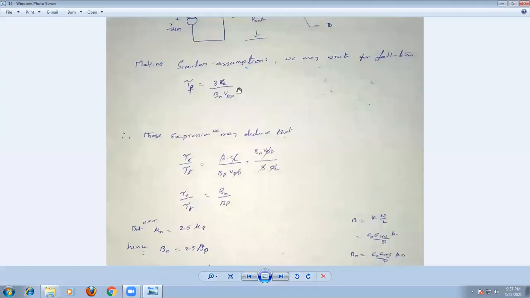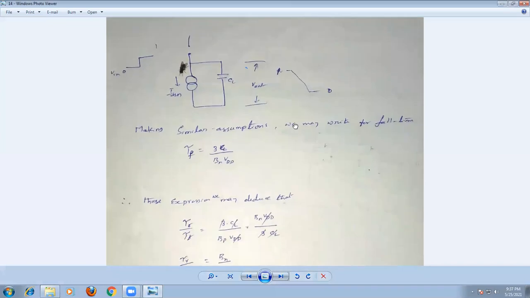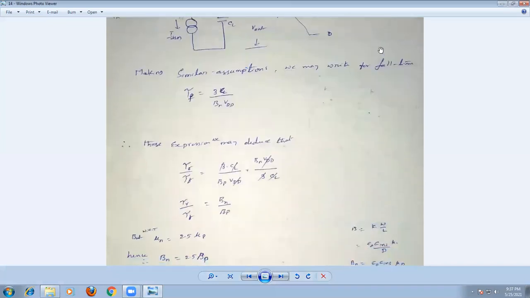So by substituting all these values at T equal to tau R, the output voltage Vout is equal to VDD, and we substitute the same. Again we can substitute all these things in this case and get beta N into VDD. So TF is equal to 3 times the value of CL divided by beta N into VDD at this point, right? The same expression, the same thing you can write, and you will get the answer.